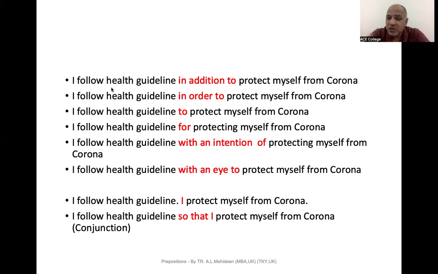In addition to, in order to, for, with intention, with an eye to, all are giving the reason why I follow guidelines. So the first time, if you use with intention to, then you say in addition to, in order to, with an eye to; you change the vocabulary and bring your intention. Okay, reason. I follow health guidelines so that I protect myself, because I want to protect myself.